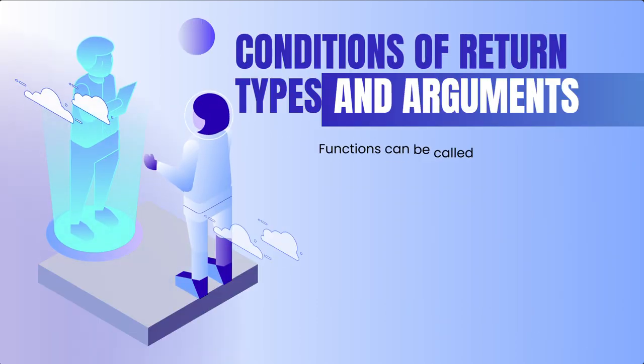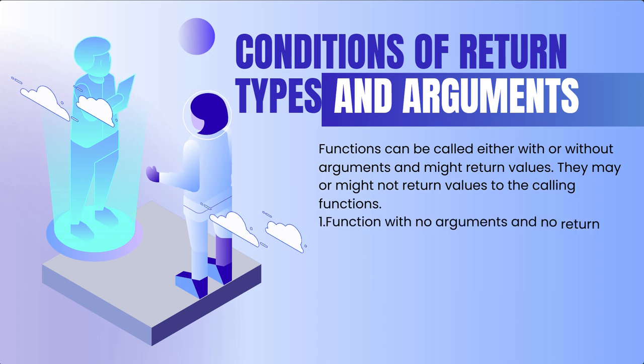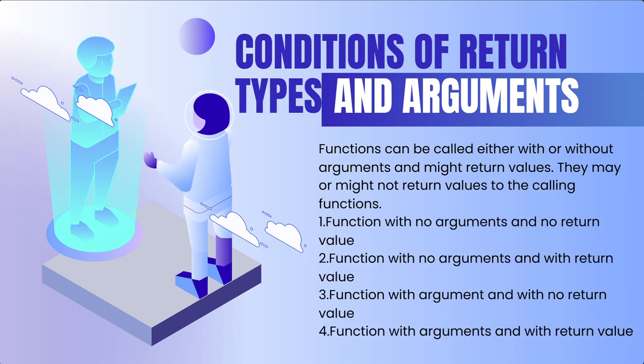Moving on, we have the conditions of return types and arguments. Functions can be called either with or without arguments and might return values, or they may not return values after calling. So the first type is function with no arguments and no return value. This function does not take any arguments as input and doesn't return any value during calling.